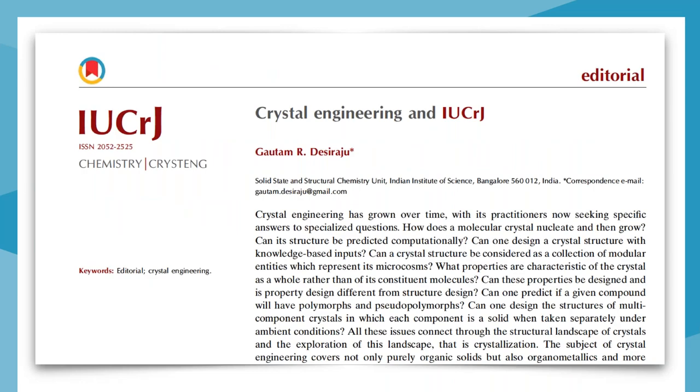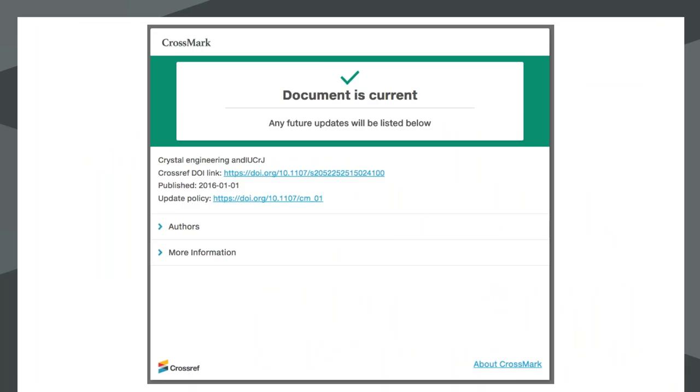So just to run through how it works, here we've got a PDF article, and this publisher has put the Crossmark button into this PDF article. Clicking on that brings up the Crossmark box, and this is what most people see most of the time. It's confirmation that the document is up to date, and it gives them a Crossref DOI link that will point back to the publisher's copy on their website, which is quite handy if they're within the PDF and they're not actually on the website at the time.